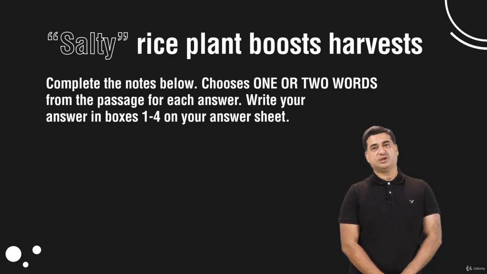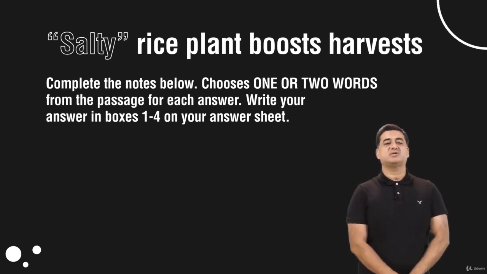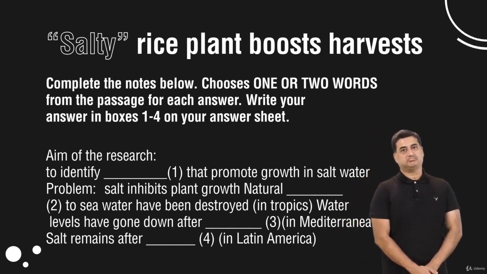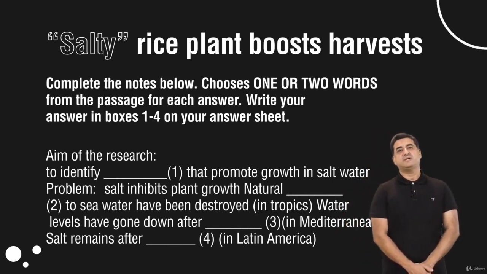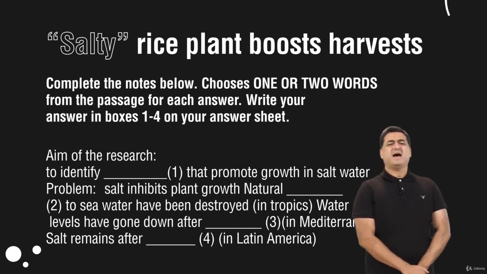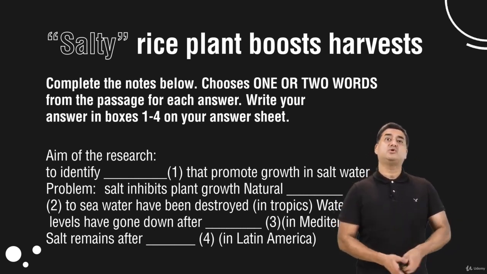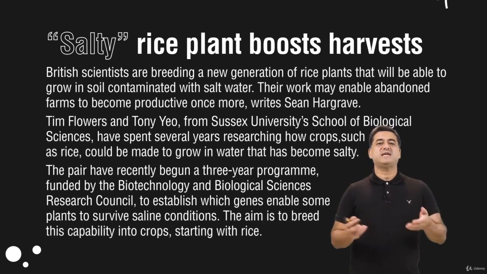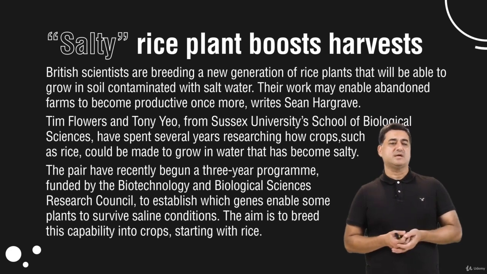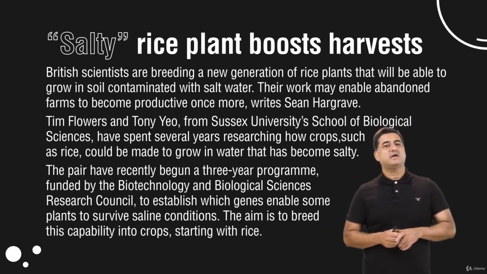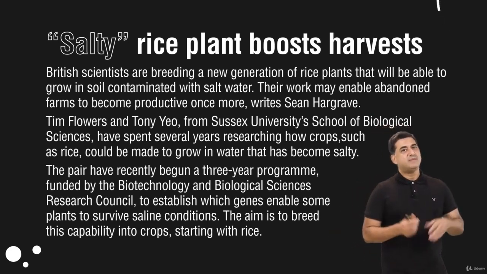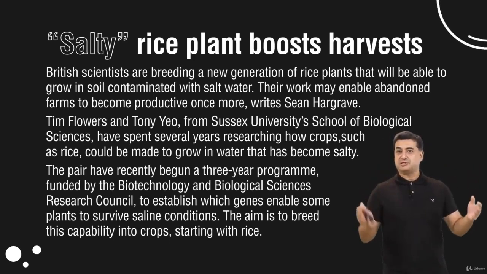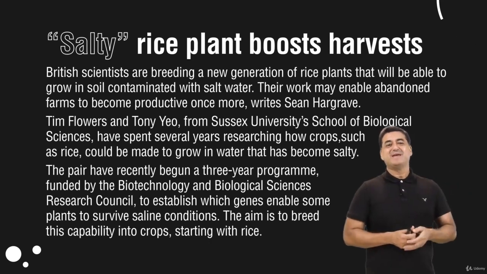Now the first question, the keyword in the first question is basically aim of the research. So basically we are talking about some research. Okay, now I don't want to do skim again and again, but you will do it on your own. So let me just skim it once for you. Salty rice plant boost harvest. So they have named a rice plant which is named Salty, and because of Salty the harvests have increased, boosted, doubled, tripled, I don't know.